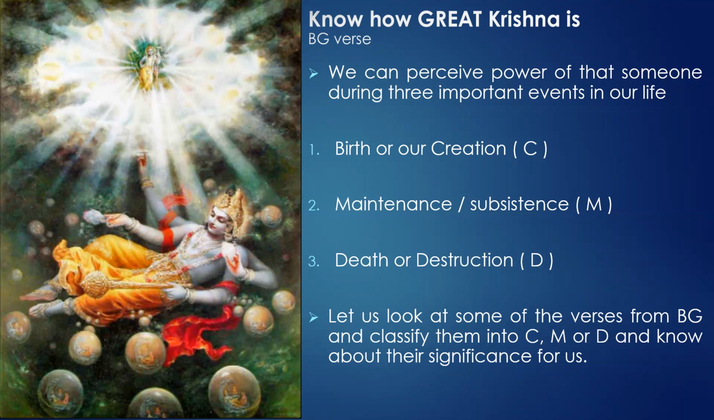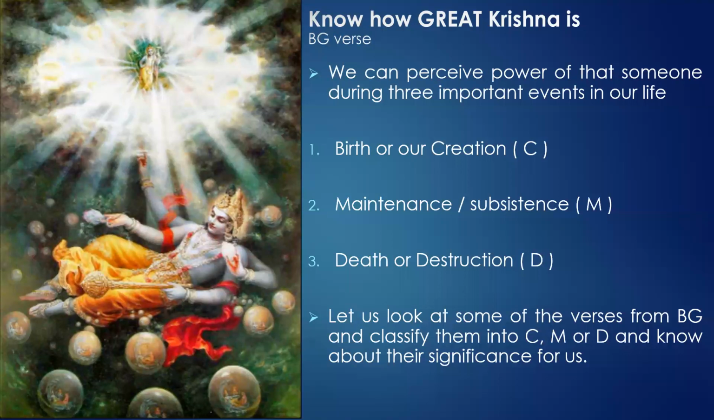That's the final thing. Now, what we need to look at are the left-hand side and right-hand side concept we need to keep in mind. And we are going to take a look at some of the verses from Bhagavad-Gita, and we need to classify them, which bucket they fall into. So the three buckets that we are identifying are creation, that is C, maintenance, that is M, and destruction or death, that is D.